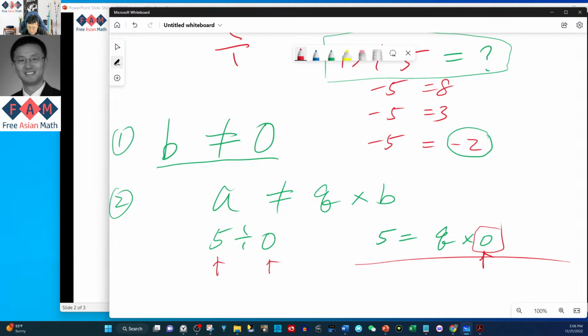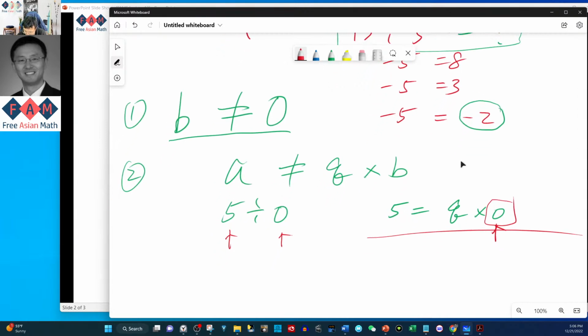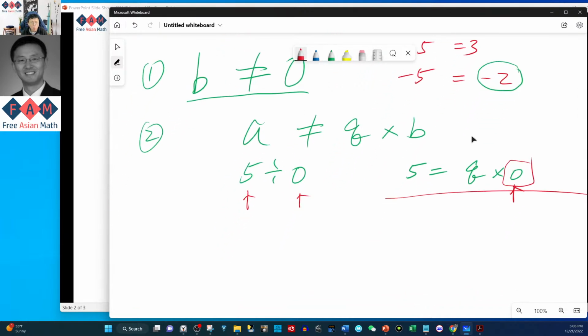Now, the big question, the second question, is what can we do, or what will happen, when this assumption fails? What can we do?